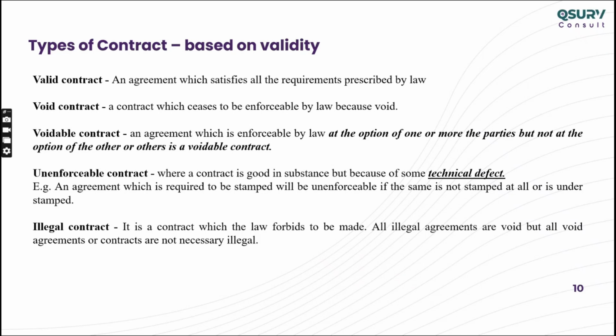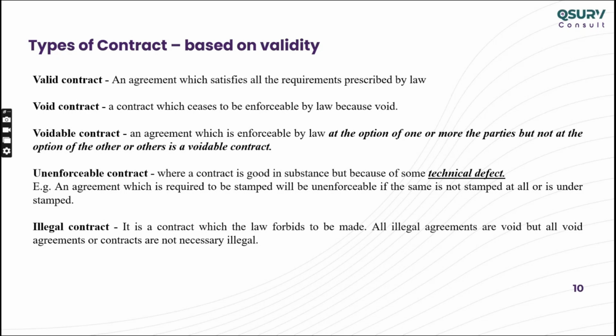Then something called a voidable contract. A voidable contract is enforceable by the law, subject to condition; it can be performed. The definition: an agreement which is enforceable by the law at the option of one or more parties, but not at the option of the other or others, is voidable. It's a really confusing definition. I will explain in a simple way. A contract is voidable means it can or cannot be performed, depending on what the parties decide.